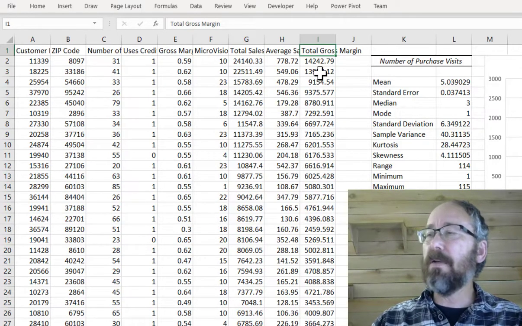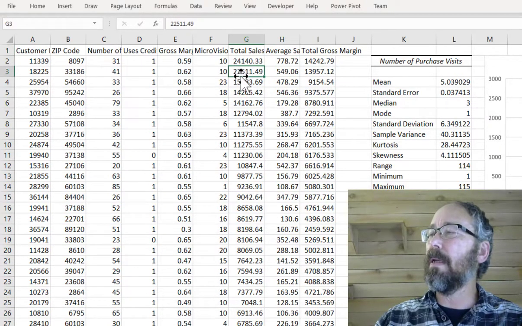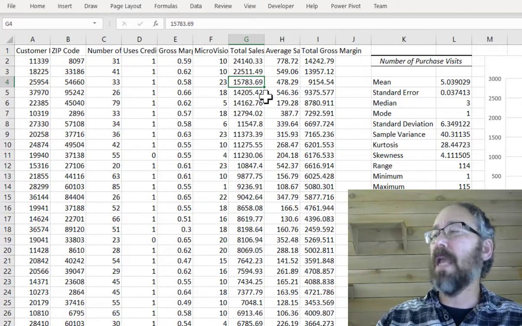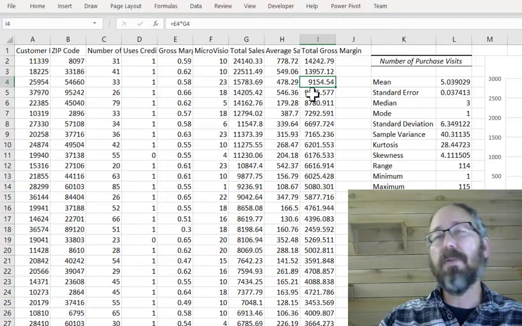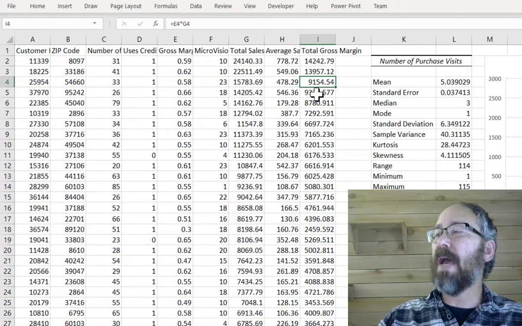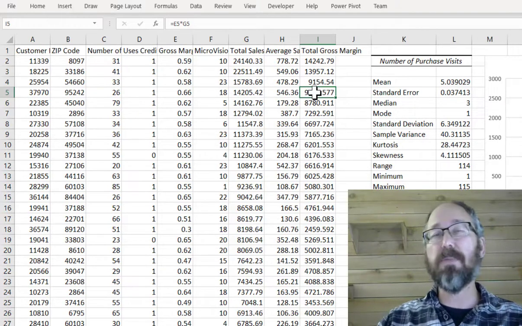Now let's take a look at, say, rows 3 and 4 here. Gross sales of 22. Actually, let's take a look at 4 and 5. A gross sale of 15,800 versus 14,200, but our total gross margin of 9,150 versus 9,375. So we've actually inverted the order of these as far as the value of that customer to us.